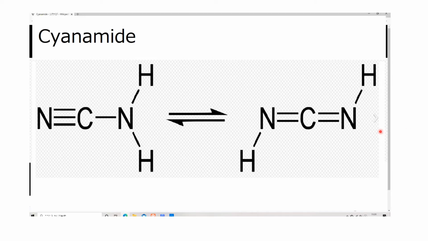This is the chemical structure of cyanamide. Cyanamide was originally used agriculturally as a fertilizer. Among the farmers handling cyanamide, many are known to become intolerant of alcohol, so it came into medical use in the middle of the 20th century.